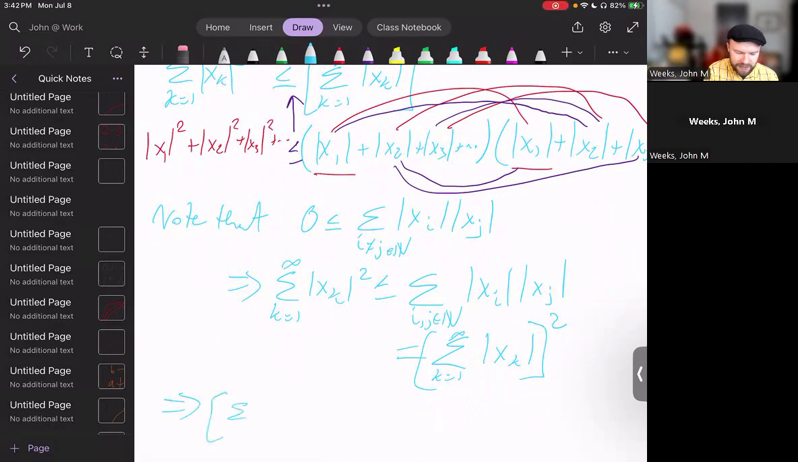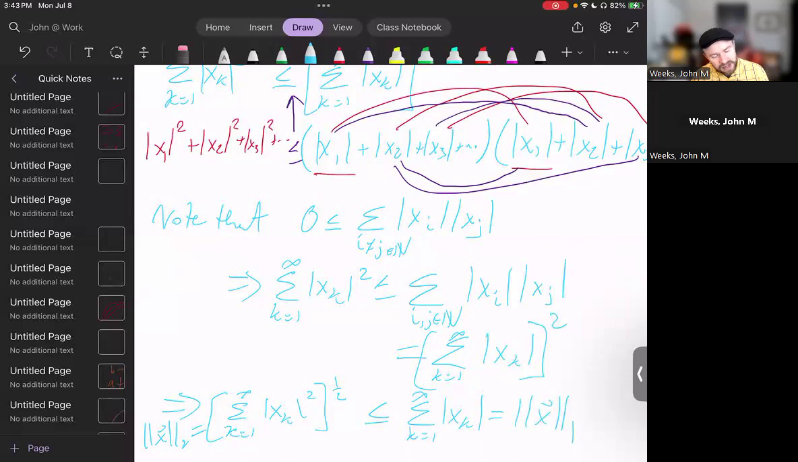So we can now take the sum as k goes from 1 to infinity of x of k squared, to the 1/2, which we know is equal to the 2 norm of the sequence, is less than or equal to the sum as k goes from 1 to infinity of the absolute value of x of k, which is equal to the 1 norm of that sequence. Pretty neat stuff. So that would be a more formal way to write that.